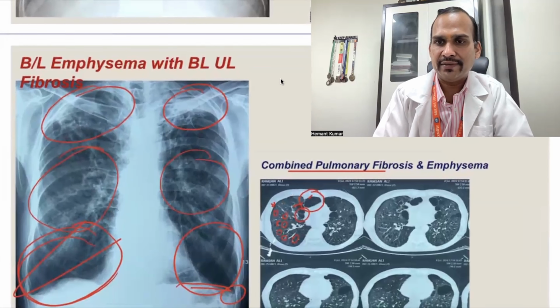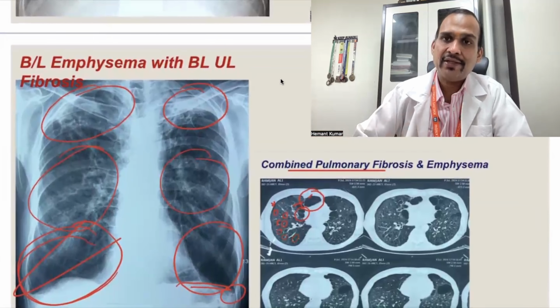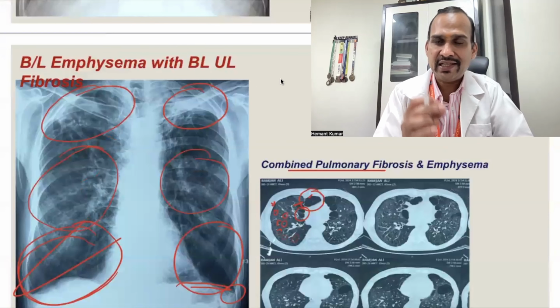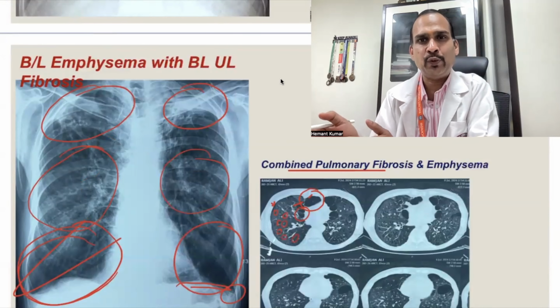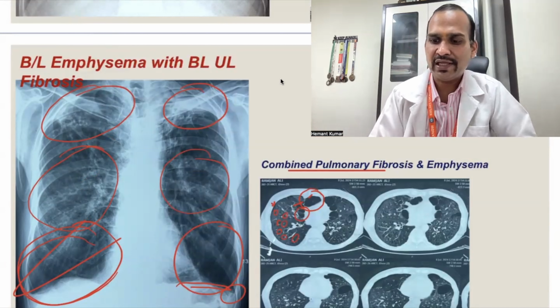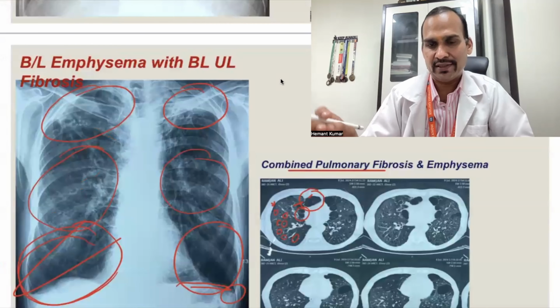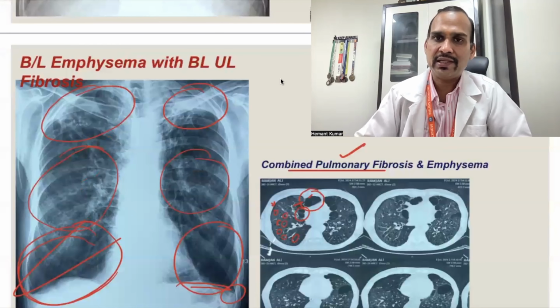So both things are there. Emphysema is there, fibrosis is there. So this is the end stage of ILD, with very poor prognosis when both things are there, usually seen in smokers: combined pulmonary fibrosis and emphysema.